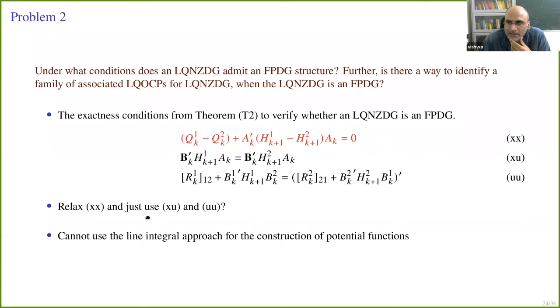Then at least in the linear quadratic case, can we relax this and use only these two conditions to come up with some sufficient conditions? Yes, that's what we are looking at here. Since I am relaxing this condition, we just cannot use the line integral approach of conservative vector fields to get the potential functions. So we have to use a different line of argument to show that only XU and UU, these two conditions, are sufficient to say that this game admits a potential game structure.